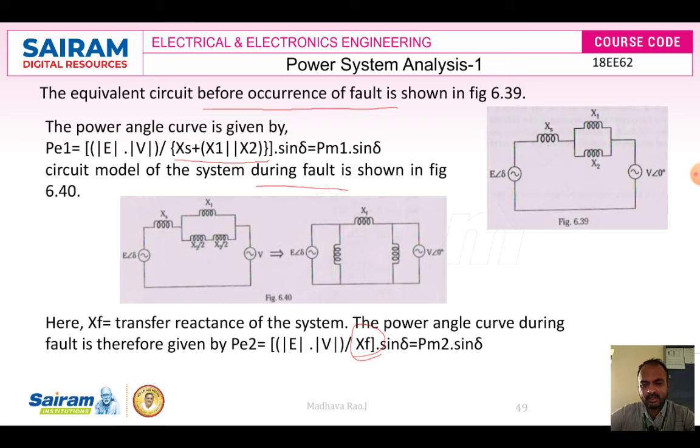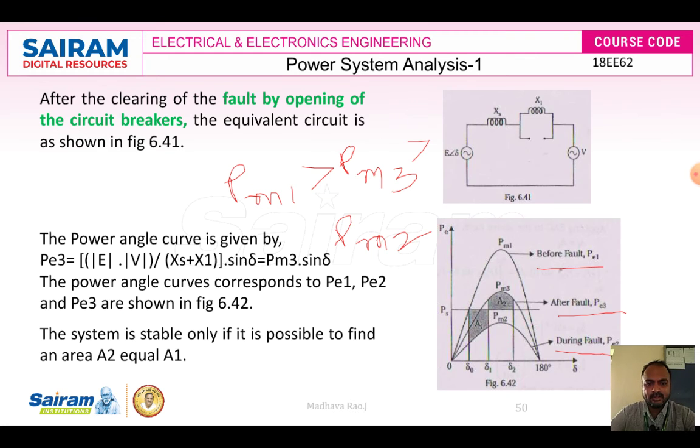During the fault, the reactances will be converted into Xf, as you can see in this diagram. After the fault is cleared, X2 will be removed. That is how the power relation in the middle is obtained. We can see PM1 is greater than PM3, which is greater than PM2.